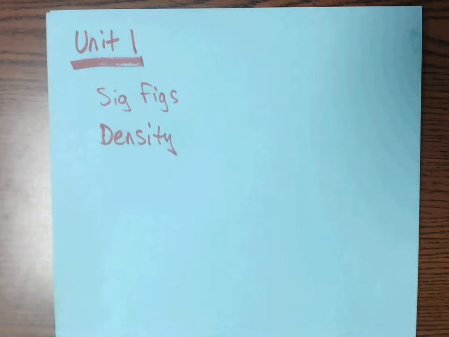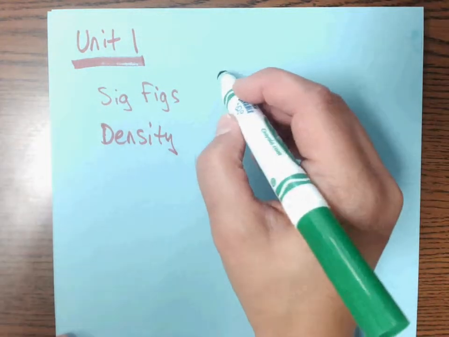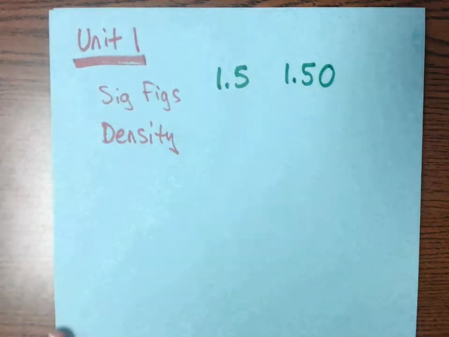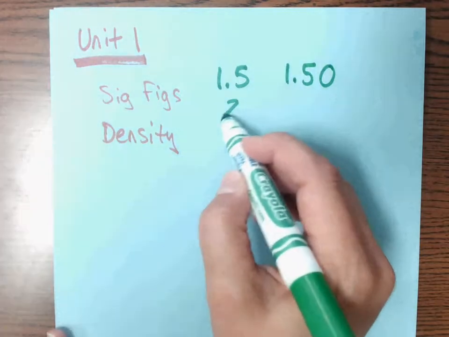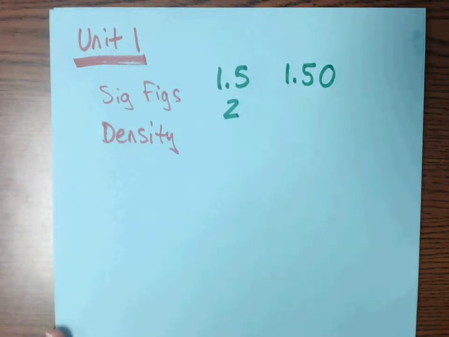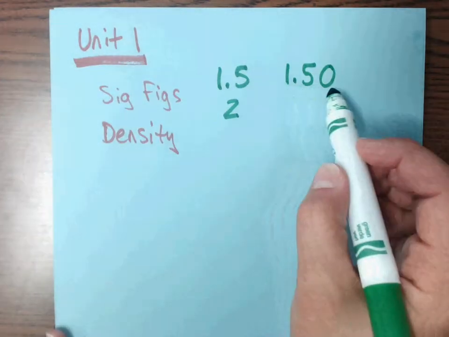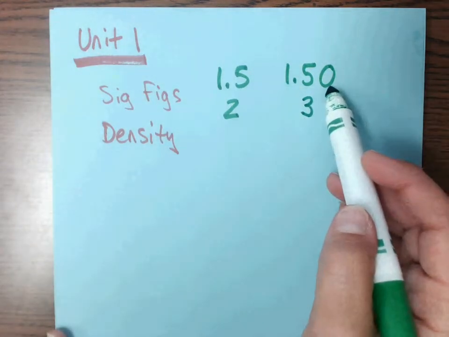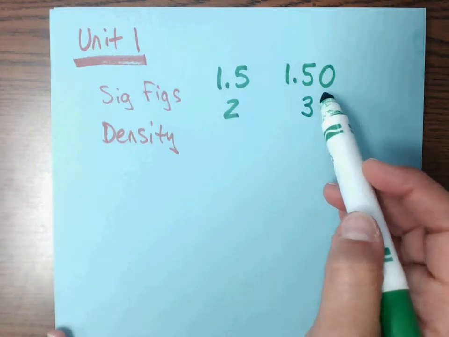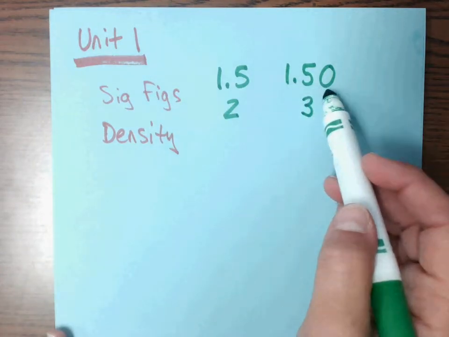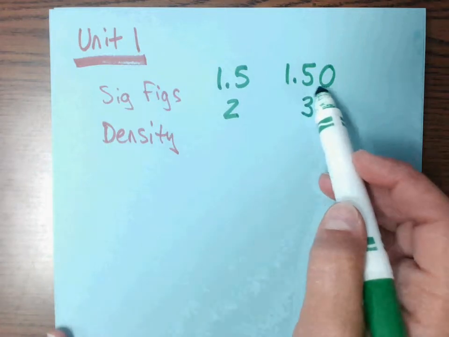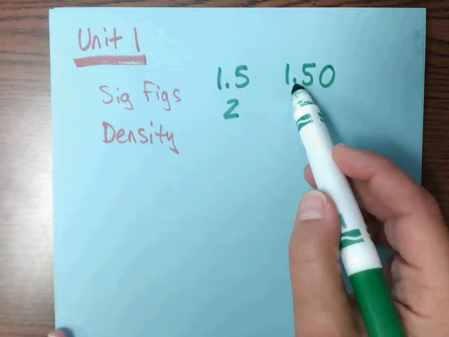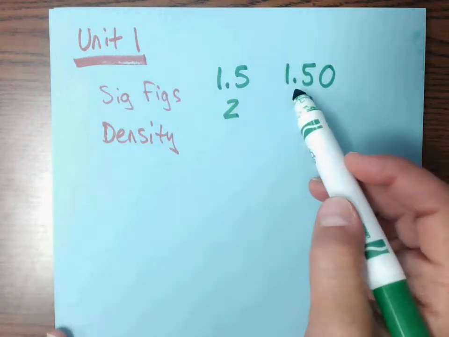So with significant figures, just some examples. If you're asked to count the number of significant figures, this number has 2. There are 2 digits. They are both part of this number 1.5. Now this number 1.50 would have 3 significant figures. This last 0 is there because this is telling you that this number or measurement was exactly 1.50 and not 1.49 or 1.51. So that 0 does count since we see a decimal and numbers that aren't 0 before it.